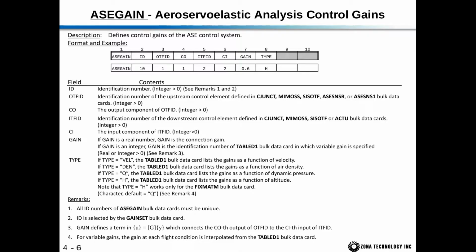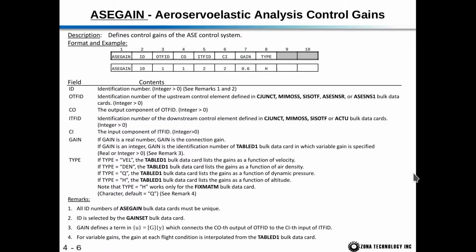So you can define a variable gain scheduled on, and if we look at the type, it could be scheduled on velocity, density, dynamic pressure, or altitude. So what happens here is during the simulation, at each particular time step, during a time domain simulation, or for the stability analysis, you look at the flight condition as you're computing the eigenvalues. You look up the velocity, density, dynamic pressure, or altitude, and we use the table D1 card to look up what the gain value is for that particular variable.